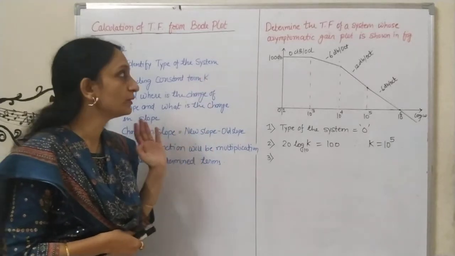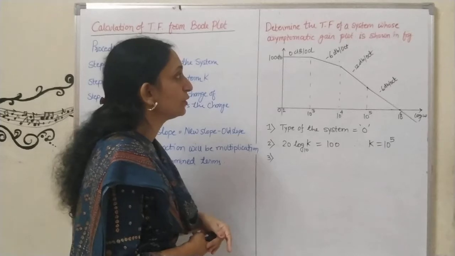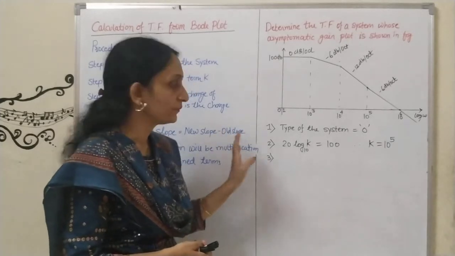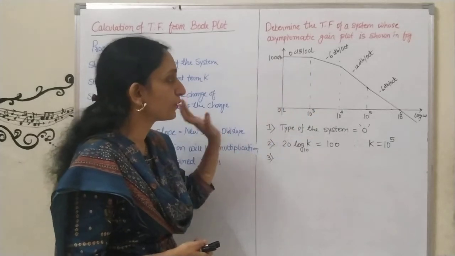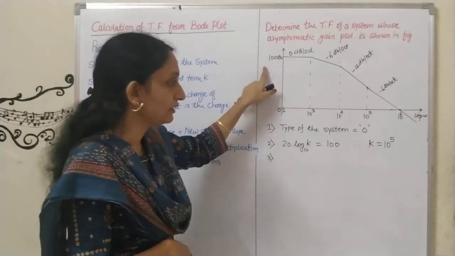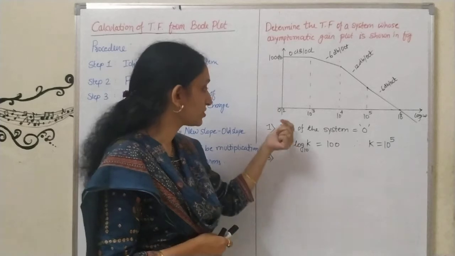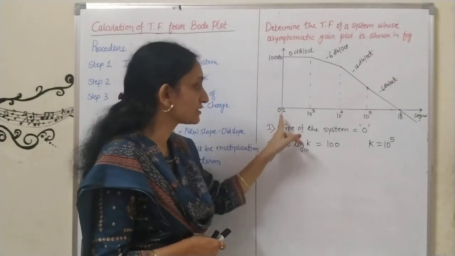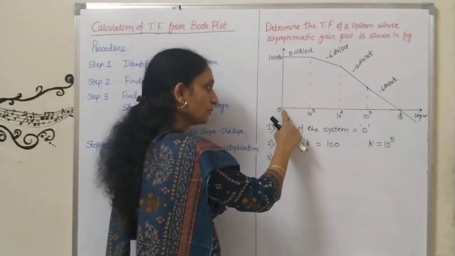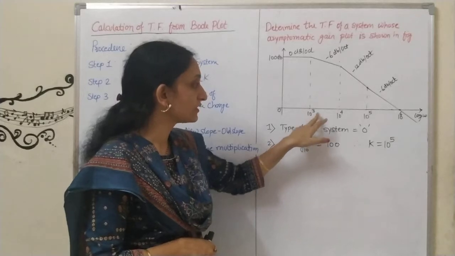Now we will see the numerical. Determine the transfer function of a system whose asymptotic gain plot is shown in the figure. You can check that here the magnitude plot is given. The y-axis is magnitude in dB, and the x-axis is the log omega axis where frequencies are given. Actually this is not 1, so we will just start with the next frequency, 10 raised to power 3.